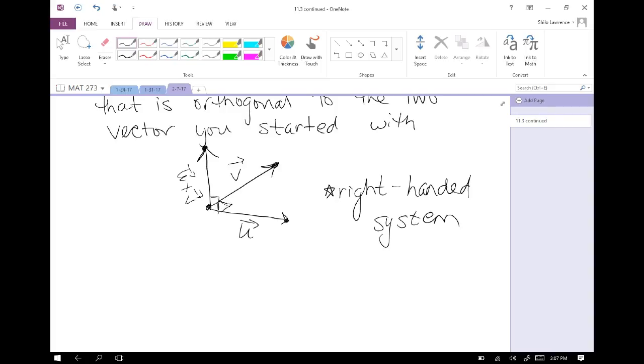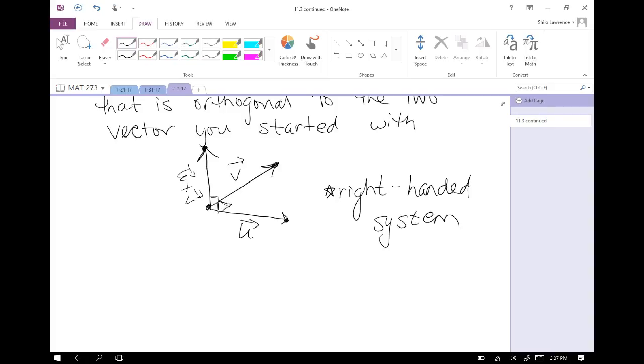Now, a left-handed system, in order to do that, you would be underneath U in order to have the outside of your palm parallel to you. And then when you curl it towards V, your thumb would point down. So in a left-handed system, U cross V would point down. In a right-handed system, U cross V points up.